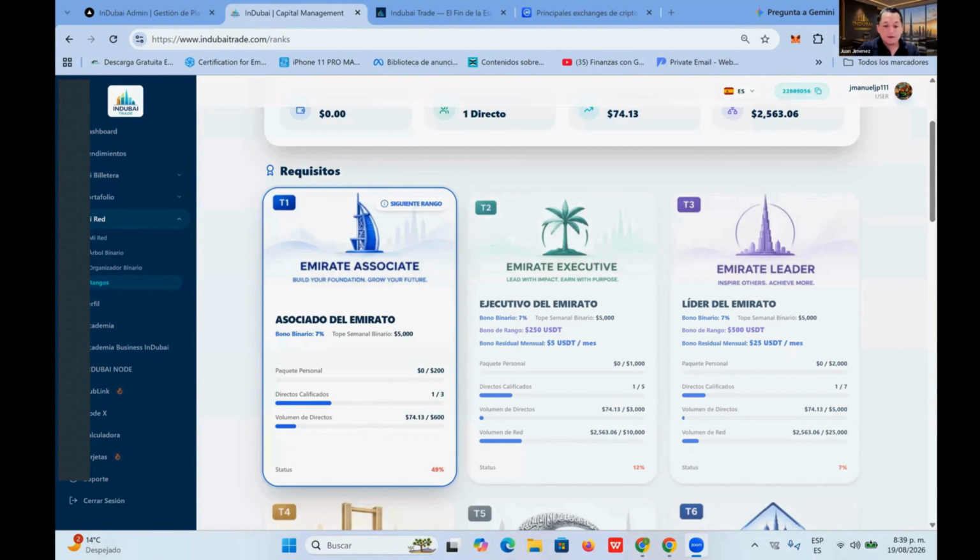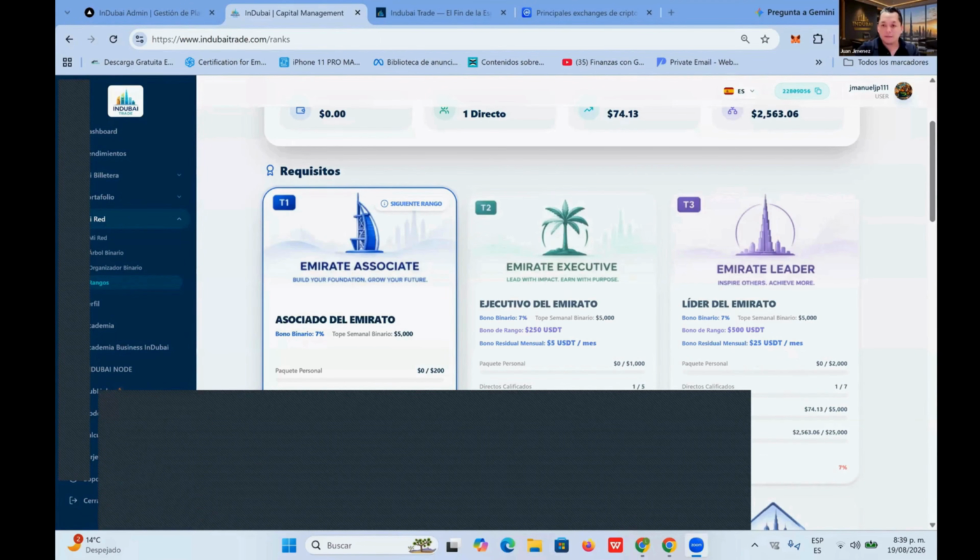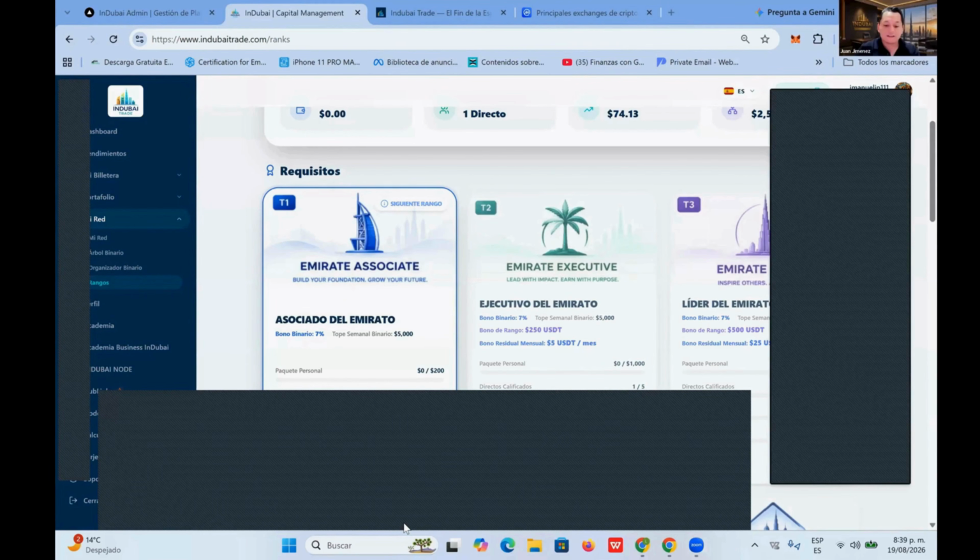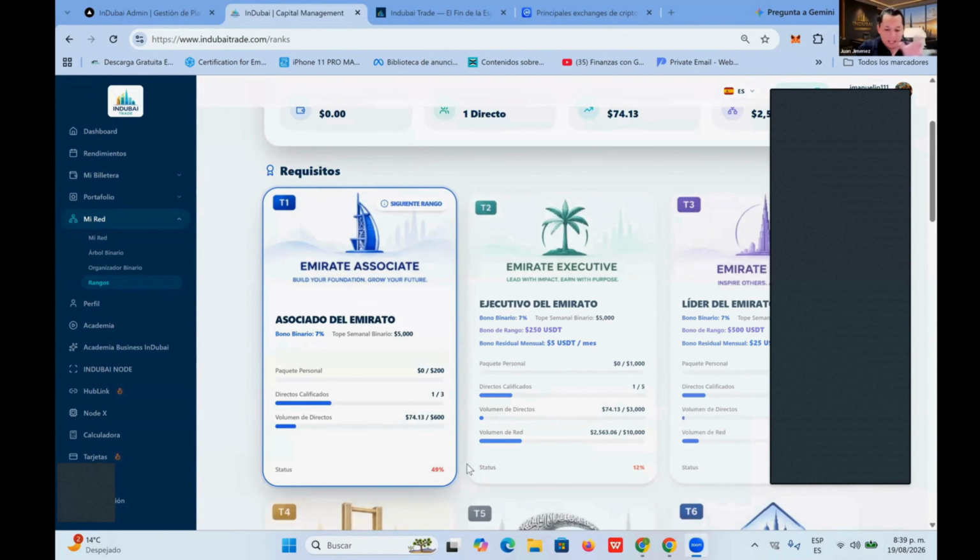The second rule. What is the second rule, Luis? We already said the one about 50 on each side, right? Yes, the second one is to be T1, at least be T1. To be T1. And the third one? The third one is drum roll. Very good. 50 on each side, right? Having T1, which is practically having 600 in direct referrals, 3 direct referrals, a personal package of 200, right? Are we good there? Up to there?